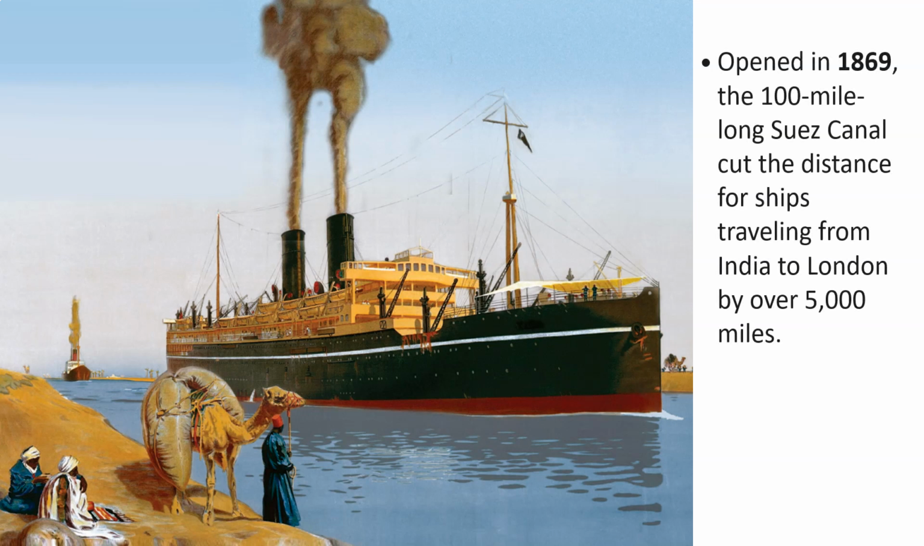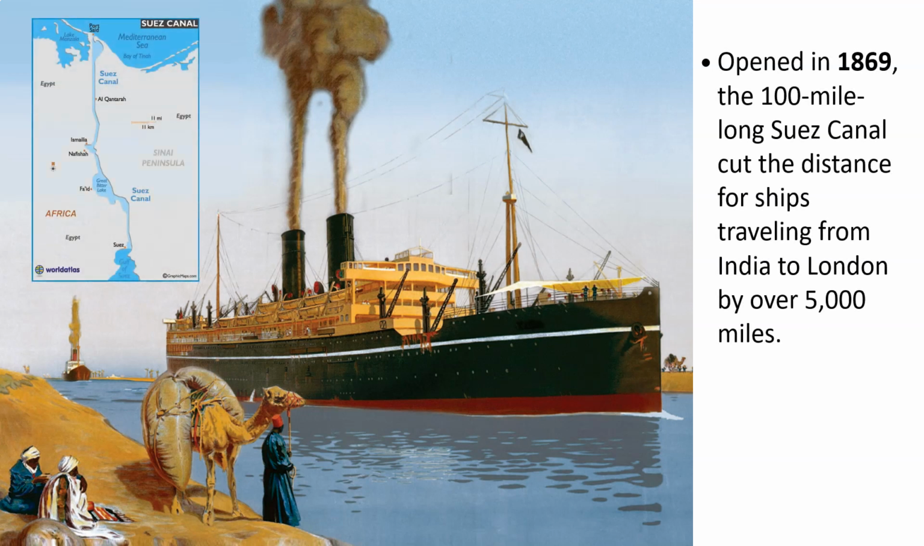The canal opens up in 1869. It's about 100 miles long, again connecting the Red Sea to the Mediterranean Sea. And significantly, and think about this in terms of Britain and their trade with India, which we'll talk about in the next section, it cuts the distance between London and India by 5,000 miles.